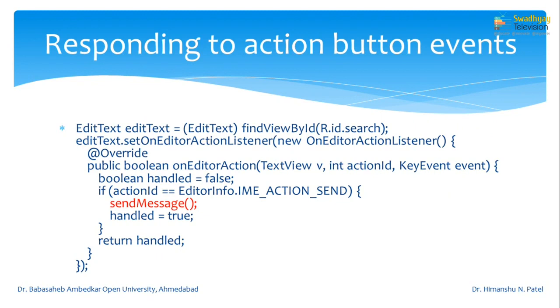Now, suppose it displays next. Now, what to do when this button is pressed? So, this is how you can respond to action button events. Here we create one EditText object whose ID is search, and we call setOnEditorActionListener. Inside that we have one method called public boolean onEditorAction, and the arguments are TextView, actionId and KeyEvent, which is the key that was pressed.